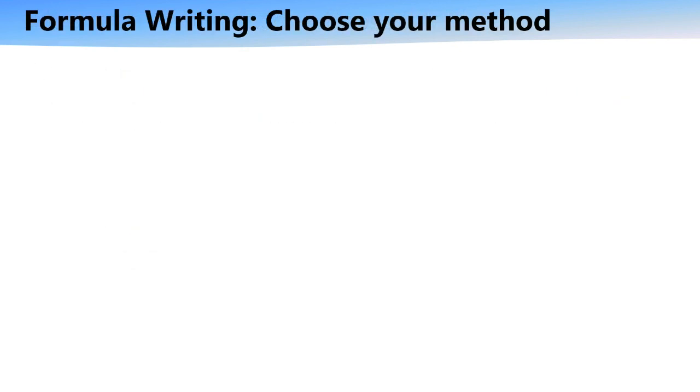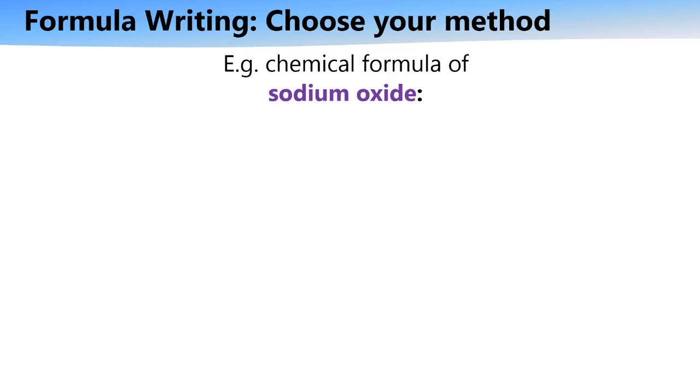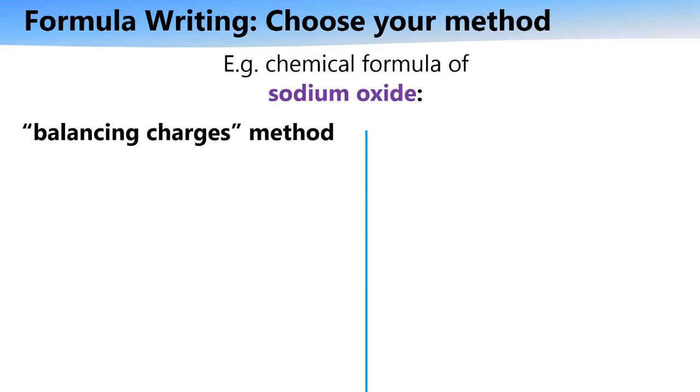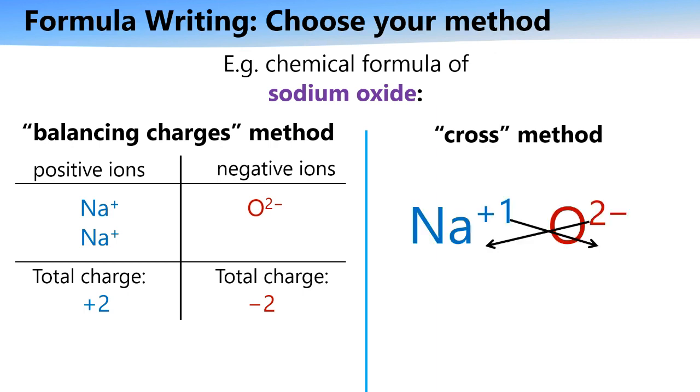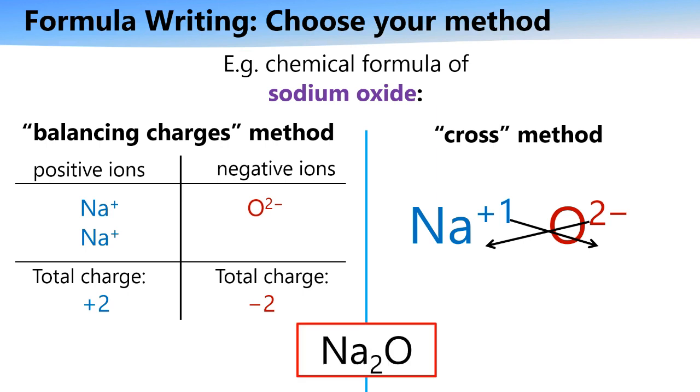So for formula writing, you can choose your own method. For example, sodium oxide. You can either do the balancing charges method, the first method which I shared, where you consider the positive ions and the negative ions and whether the charges balance, or you can do the cross method, which is the second method I shared. Either way, you will still get the same answer, which is Na2O.